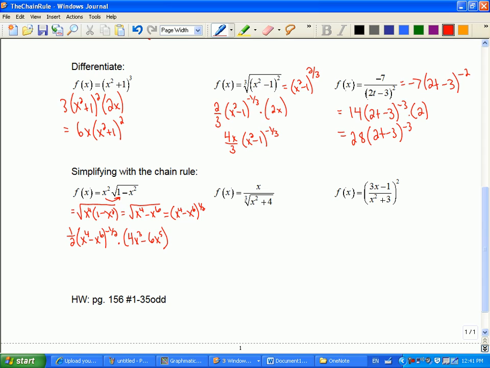Okay, what about the next one here? Well, what would you prefer to do? Quotient rule or product rule? Product? So product rule, you could rewrite this question so that it looked like this, to the negative 1/3.